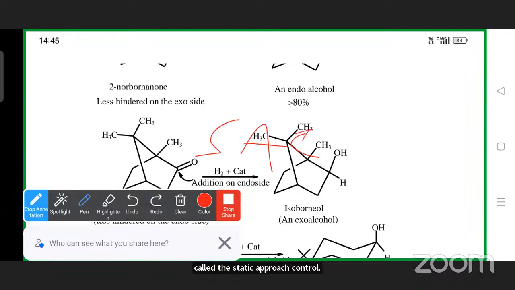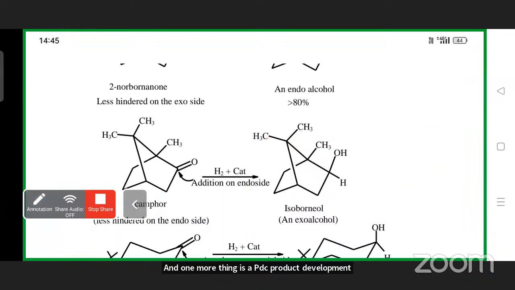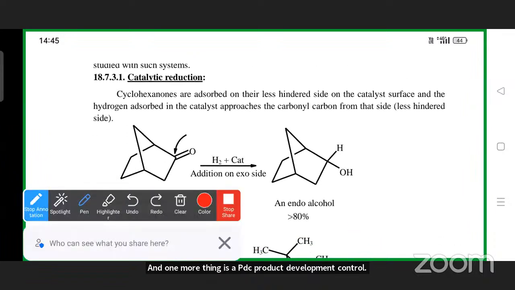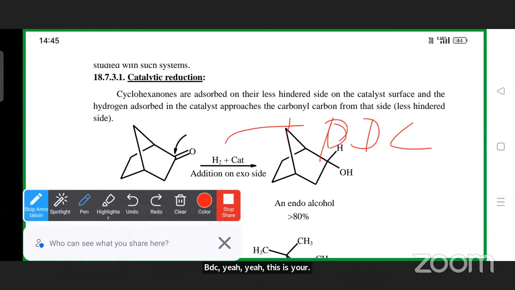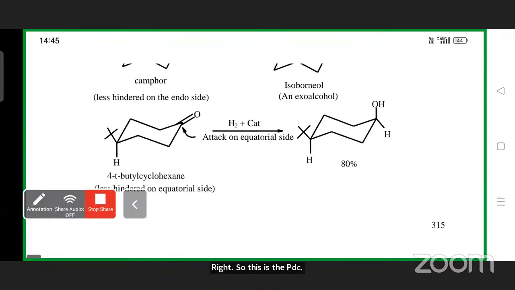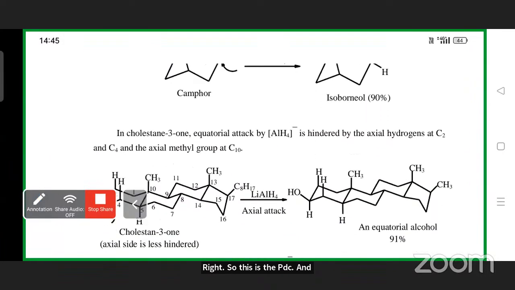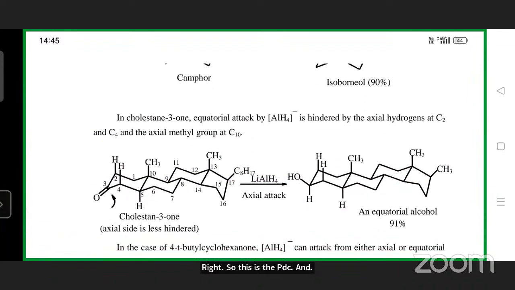SAC, steric approach control. And one more thing is PDC, product development control. So the previous one, this is the PDC here. Product development control means the product formation depends on the stability of the product, where the formation of the stable product is favored. So this is the PDC, and the other one is the SAC, steric approach control.